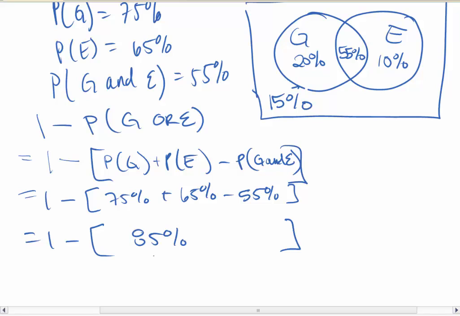But because we want to find basically that not happening, I don't see either a giraffe or an elephant, I'm going to take the complement. So that's 1 minus the event occurring, then this is equal to 15%. So either way, using the formula or using the Venn diagram, you can find this probability. My suggestion is using the Venn diagram for this one. It's a little bit easier to visualize, and we know that the entire sample space must add to 1.